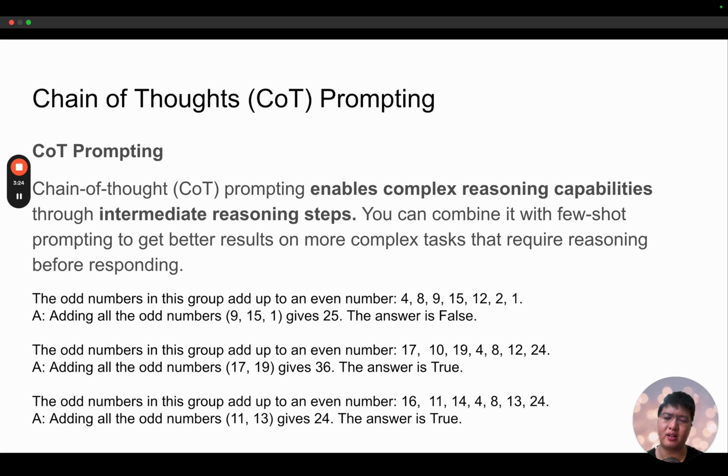And the third one is chain of thought prompting. Chain of thought prompting is very important when it comes to reasoning capability for LLMs, because it provides much more complex reasoning capability by doing intermediate reasoning steps.